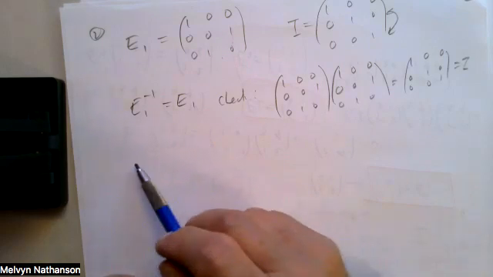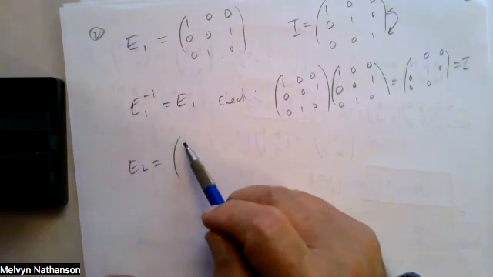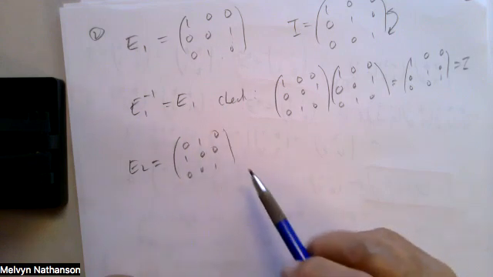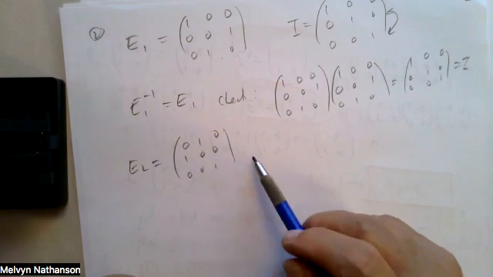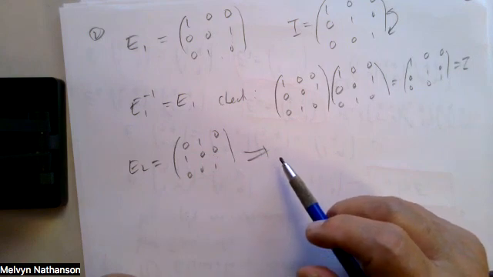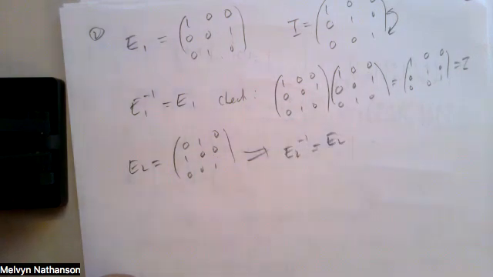In the same way, if I look at E2, the elementary matrix 0, 1, 0, 1, 0, 0, 0, 0, 1, this matrix comes from the identity by interchanging the first 2 rows. So if I interchange a second time, I should get back to where I started. So again, E2 inverse is E2.